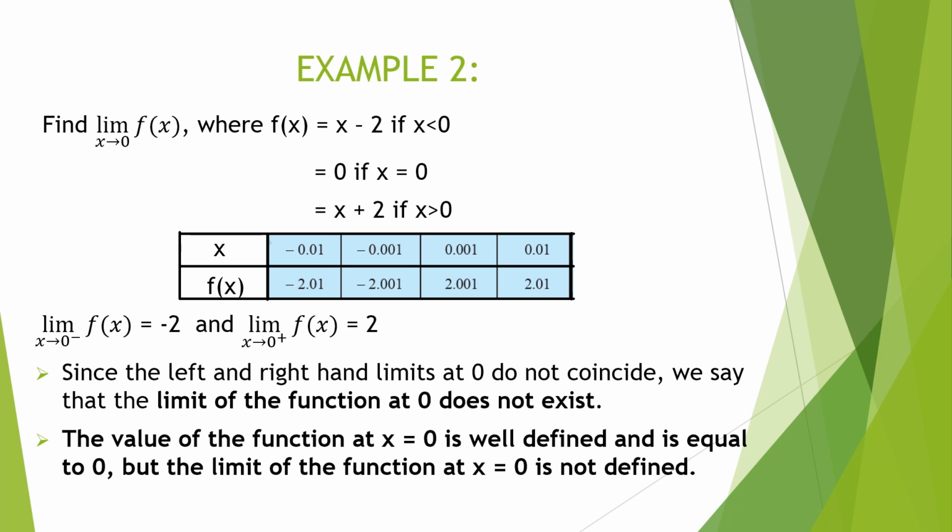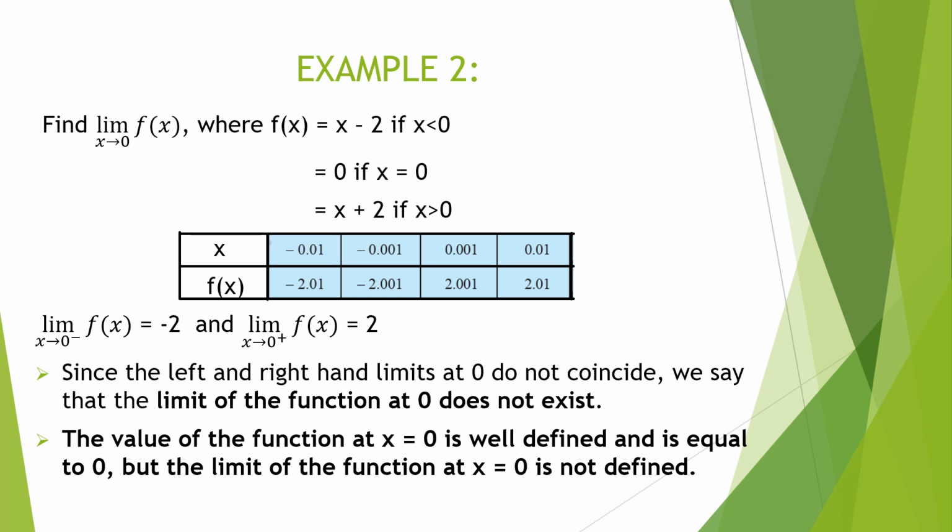But if you see the value of f(x) from the right hand side, it is 2.01, 2.001, means it approaches the value 2. So the left hand limit in this case is minus 2 and the right hand limit in this case is 2. And since they are not equal, since they don't coincide, we say that the limit of the function at x equal to 0 does not exist.